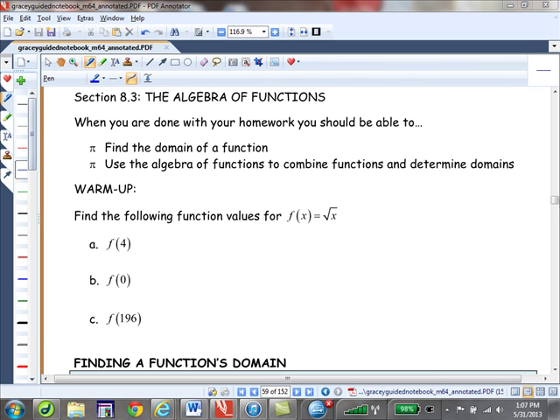Okay, let's see how you did. So the function is the square root of x. So we'll be evaluating the square root at 4, which has a result of 2, since 2 squared is 4.